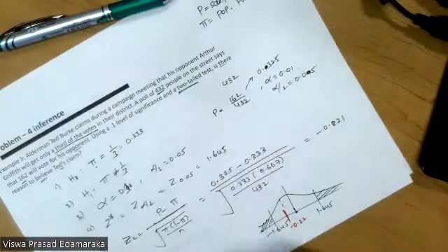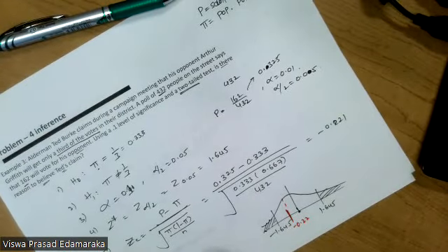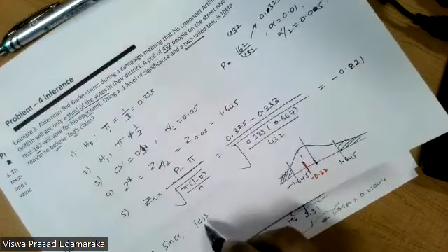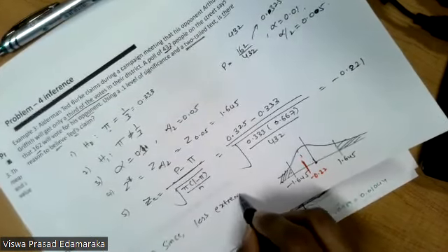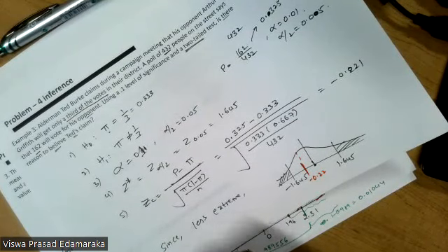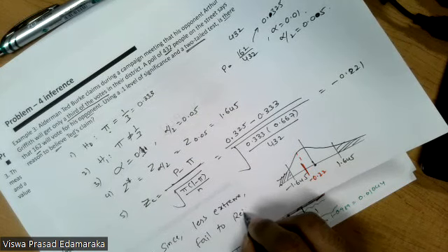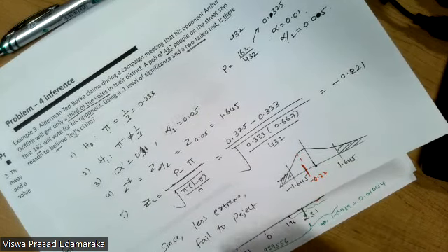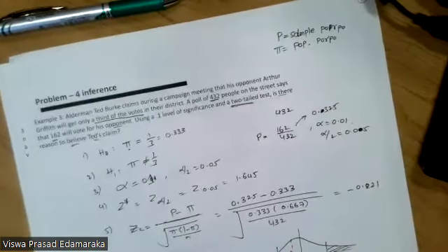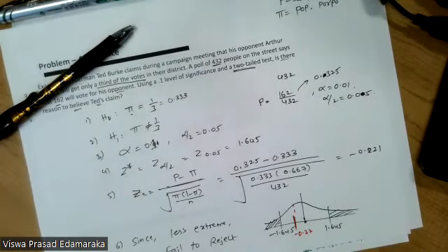Since it is not in the rejection area, since it is less extreme, we fail to reject the null hypothesis. This is how population proportion problems work.